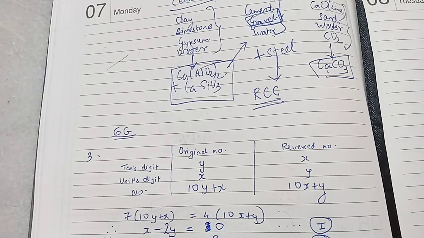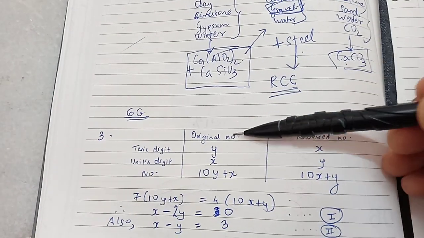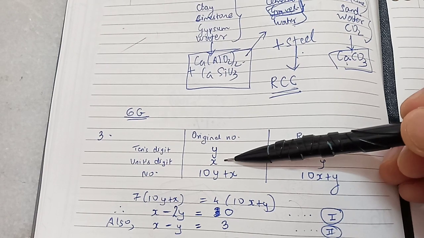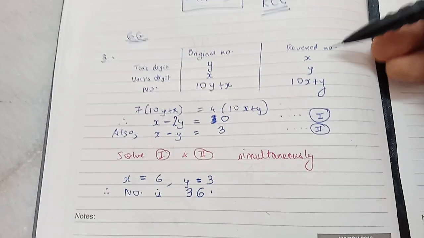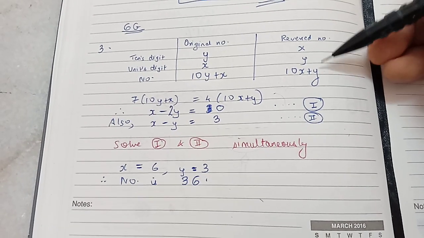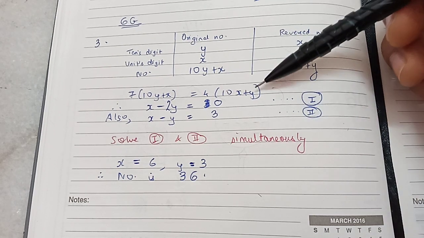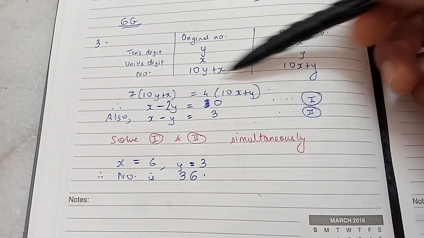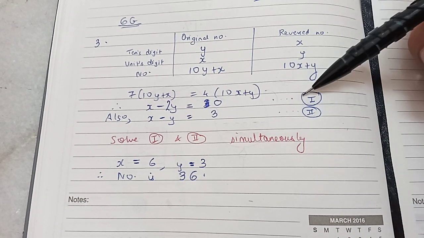Now, whenever they are talking about reversed digits, I prefer making a table. This time I am taking the original number as y and the units digit as x. So this is the original number and the reverse number is this. As per the first condition, 7 times the original number is 4 times the reverse number. Open the brackets, like terms together, and you get this as the first equation.